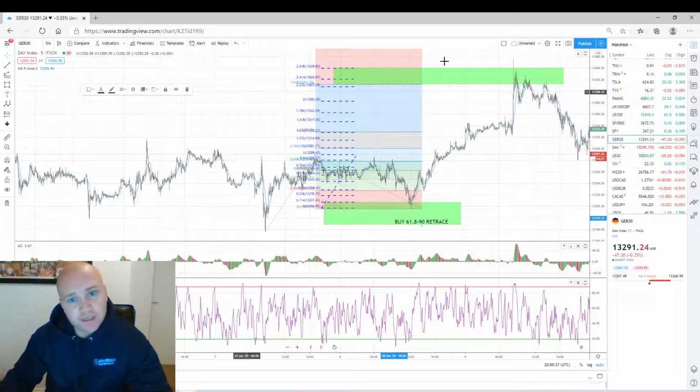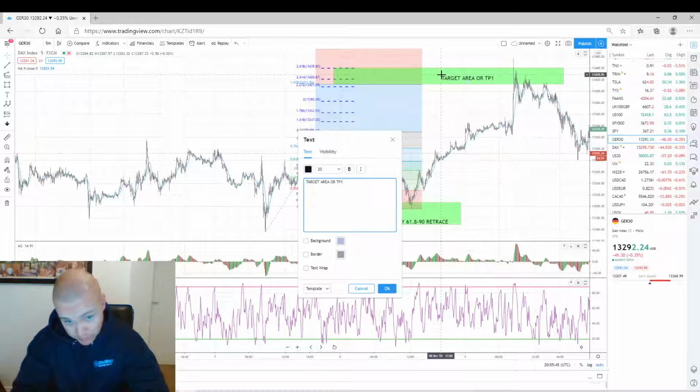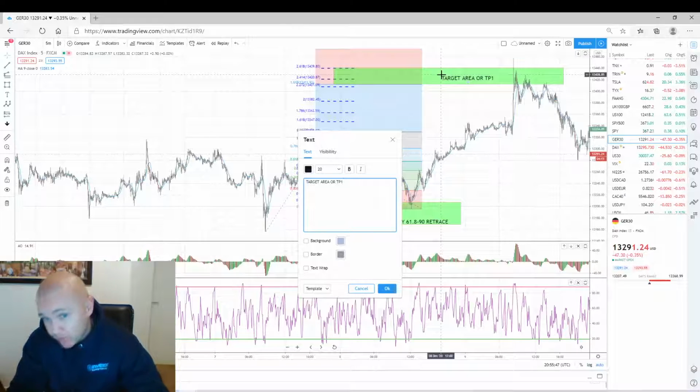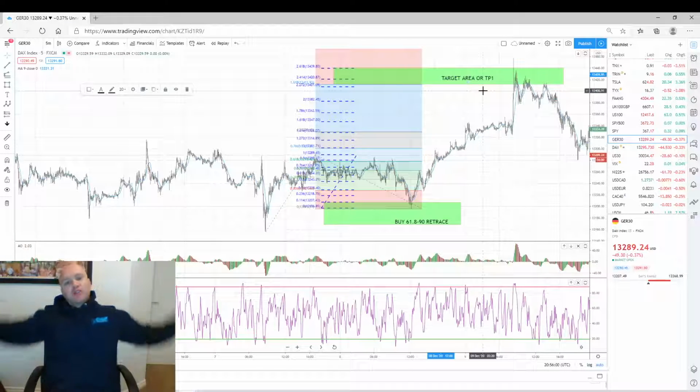And I will be taking target, I call it target area or total profit 1. You can hold it. You could potentially cash out at 50 pips. Depends what your strategy is. If your strategy is to do 30 pips a day, 50 pips a day, then you just take your total profit, 30 pips, 50 pips, and take your money and run. Straightforward. But that's it, okay? So you can see it there.